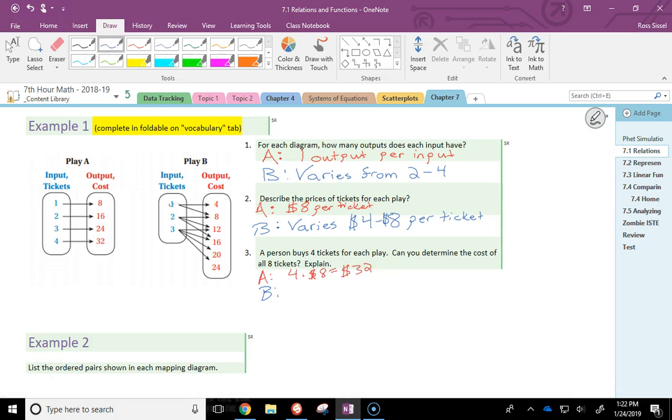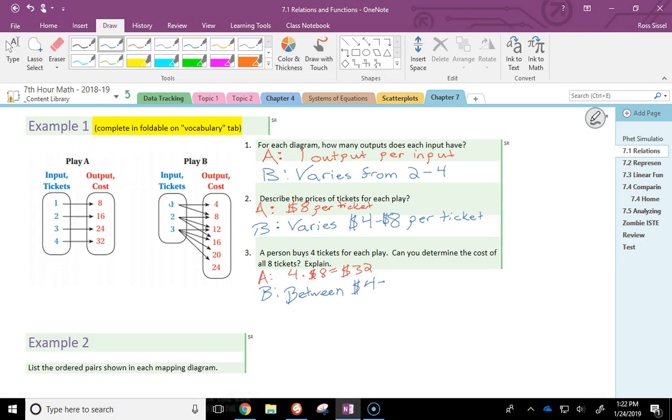On play B, is my cost going to be a set price or is it going to vary? It varies on what day it is. So I'm going to say my cost for B is between $4 and $24.